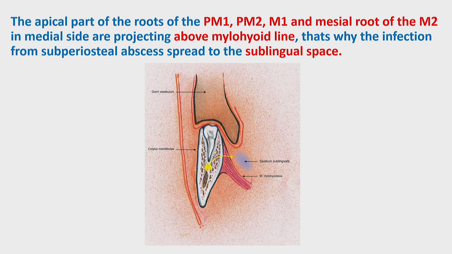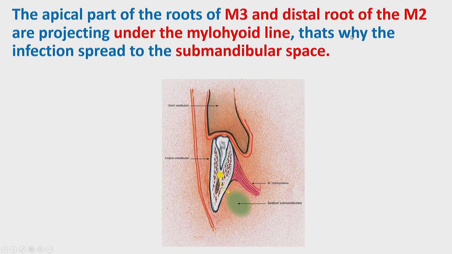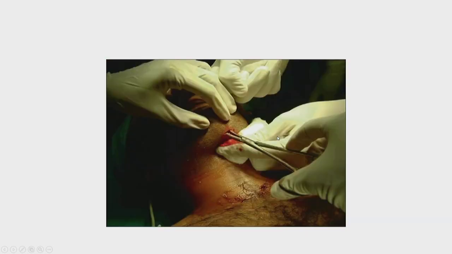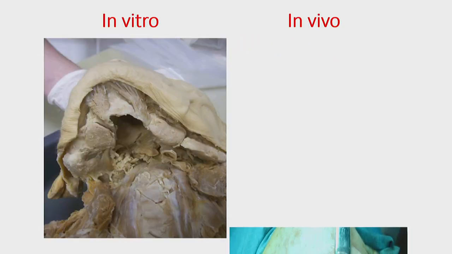And usually these are the teeth: premolars, the first molar, and the medial root. But the roots that are located below the mylohyoid can spread the infection to the submandibular region. So you have sublingual abscess and submandibular abscess, yes? And in X-ray or CT scan, you can see the position of this mylohyoid. And why is it important? Because you have to know this information to know how to treat this abscess, yes?